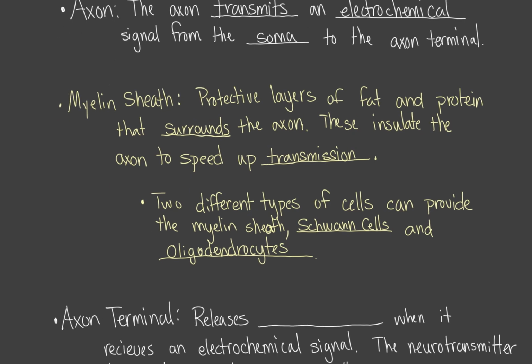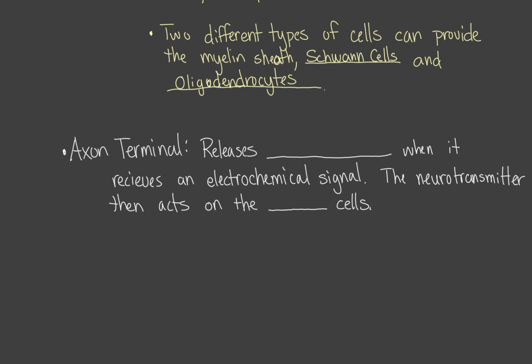And then last up for function is the axon terminal. And the axon terminal releases neurotransmitters when it receives that electrochemical signal. So in the electrochemical signal that starts in the cell body and then moves down the axon, when it reaches the axon terminal, a neurotransmitter is released, and that neurotransmitter acts on the target cells.